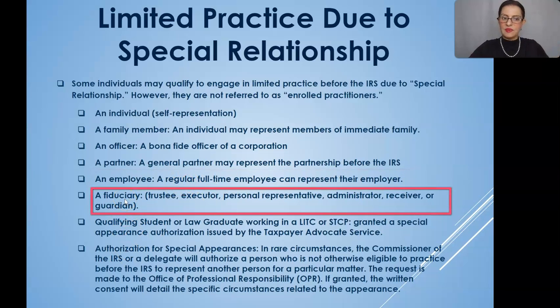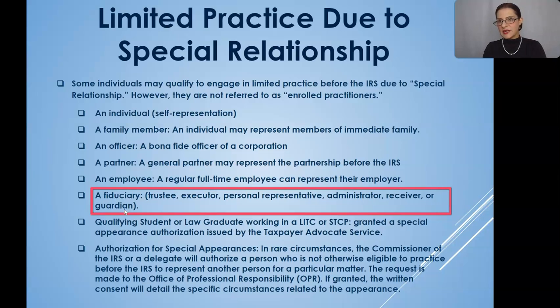A fiduciary. Now, there's many different types of fiduciaries that exist out there. This can include a trustee of a trust, an executor of an estate, a personal representative of an estate, an administrator, a receiver, or a guardian. A fiduciary can be any of these types of things. The IRS will sometimes use these terms interchangeably. A trustee is different than an executor, obviously, but these are all treated as fiduciaries, okay?